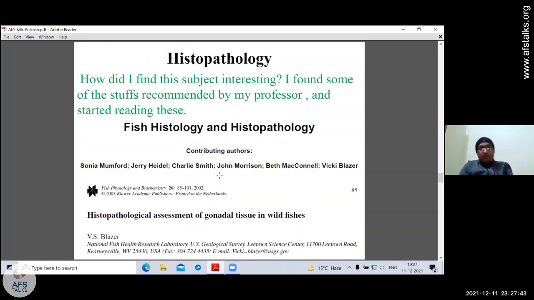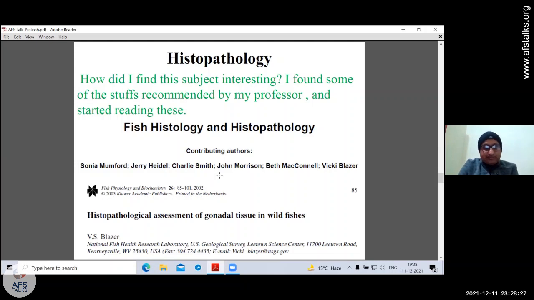So moving on to another thing called histopathology. How can we use the histology tool to study histopathology? I find this subject very interesting because during my PhD program, my professor recommended some papers and books that I could refer to, and I could understand the histopathological changes, how the normal histology or cellular structures look different from the structure of tissue or cells which are not normal.